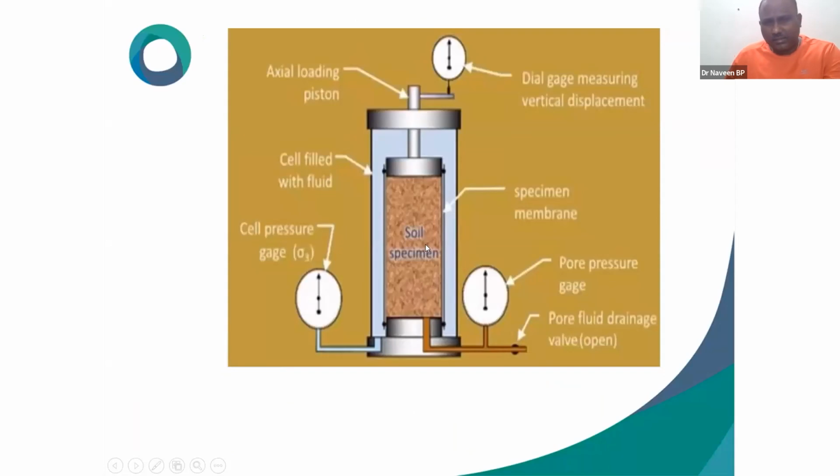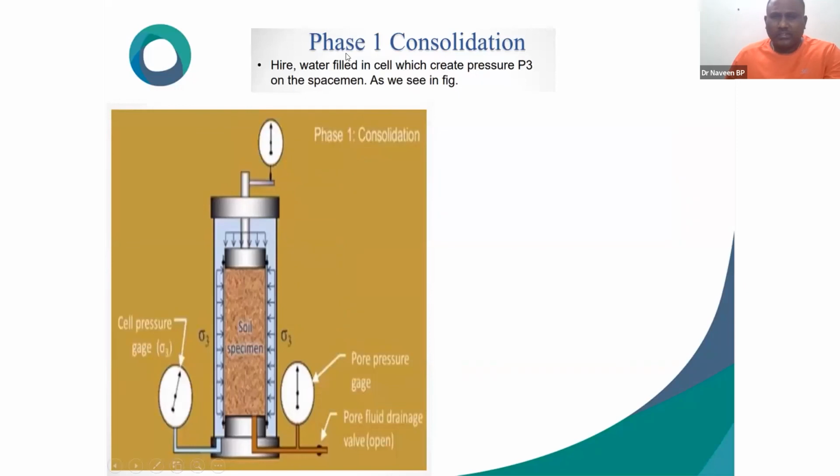See, this is the soil specimen. This is the pore pressure valve. This is the cell pressure. You are checking the confining pressure sigma 3. This is the piston. You are applying a vertical load directly, and you are measuring the dial gauge measurement. This is phase 1. Water is filled in this cell, which creates the cell pressure. Sigma 3 is shown in the figure. See, this is called water pressure completely.